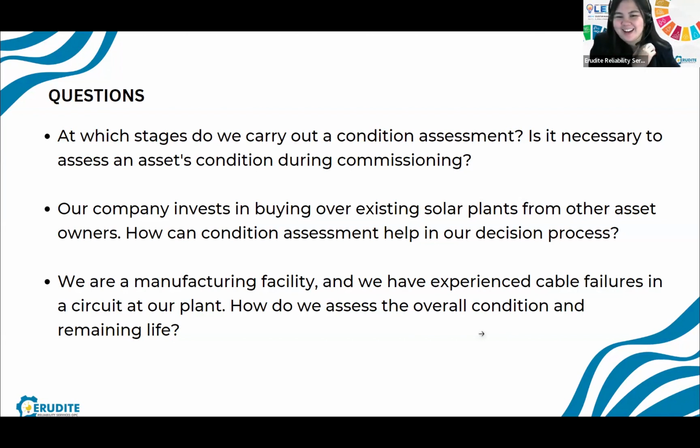Okay, no. So, our company invests in buying over existing solar plants from other asset owners. How can condition assessment help in our decision process? Okay, the second question. This is a nice question.